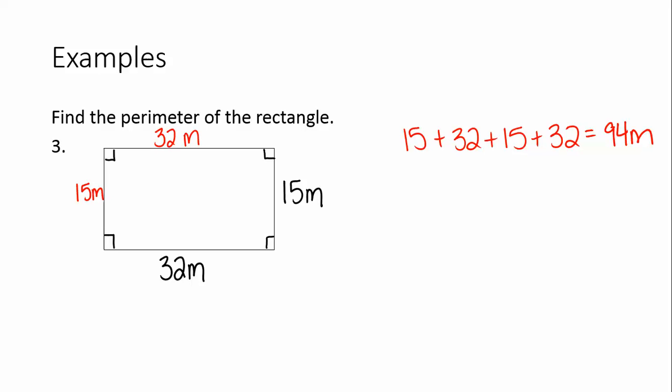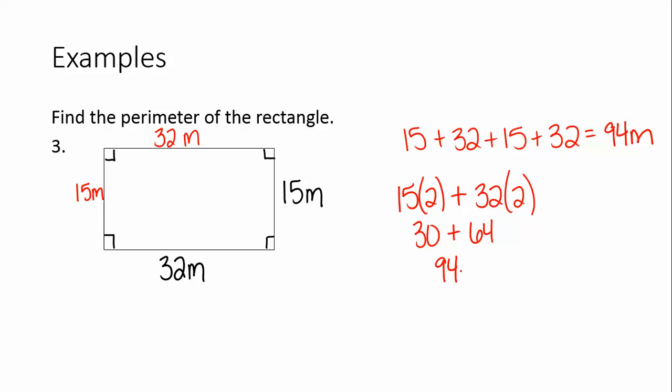Another way to add up the sides of a rectangle and find the perimeter is you could multiply each side by 2. So you could do 15 times 2, since there are 2 side lengths of 15, plus 32 times 2. That would give you 30 plus 64, which is also 94 meters. So 2 different ways really with a rectangle that you could find the perimeter.